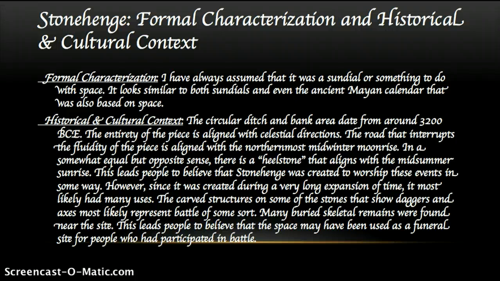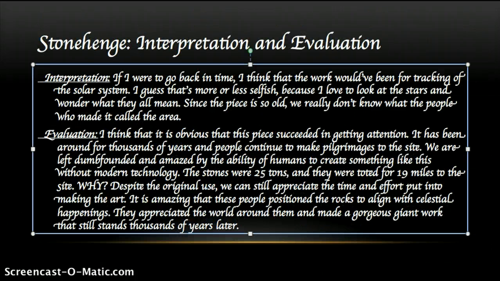The carved structures on some of these stones that show daggers and axes most likely represent battle of some sort. Many buried skeletal remains were found near the site. This leads people to believe that the space may have been used as a funeral site for people who had participated in battle. As for interpretation, if I were to go back in time, I think that the work would have been for tracking of the solar system.